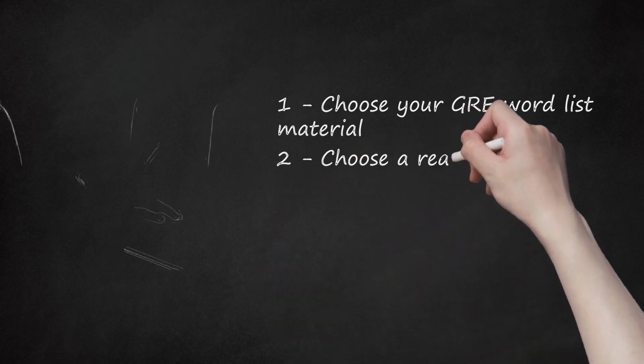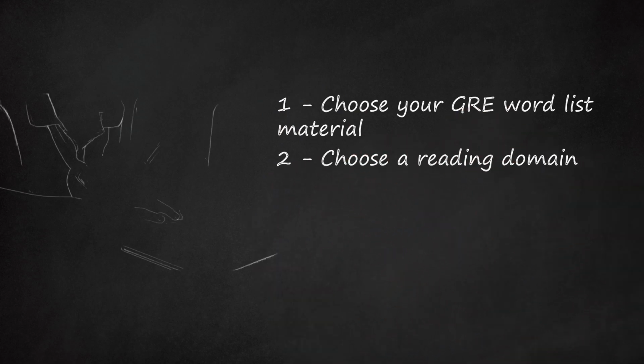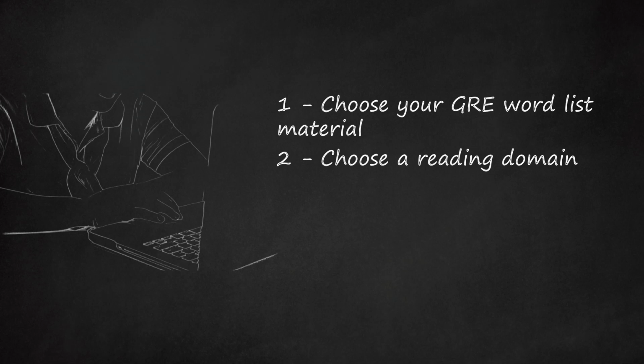2. Choose a reading domain. Reading the word list is the most convenient method to start with, and you can adjust your speed according to your ability. If you prefer reading from hard copy, then it is a good idea to create printouts, making sure that your material has a lot of space around each word.